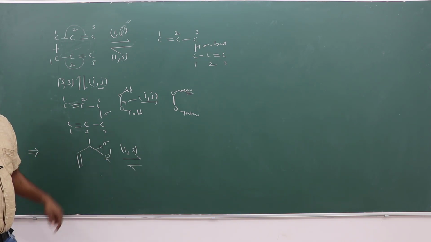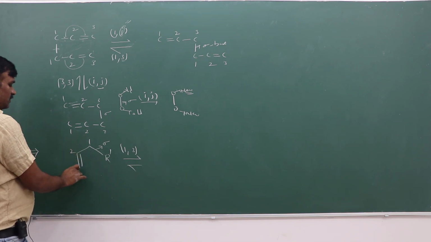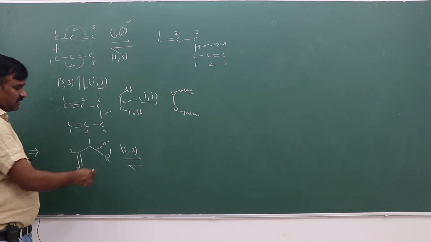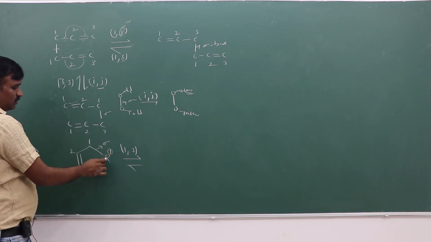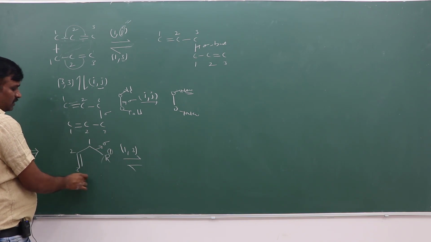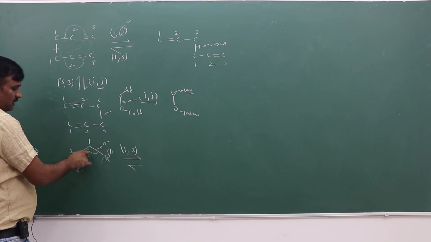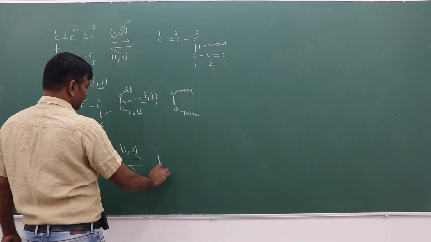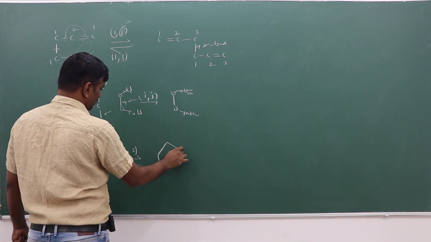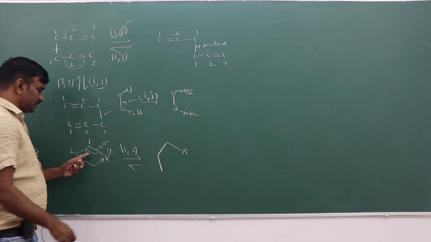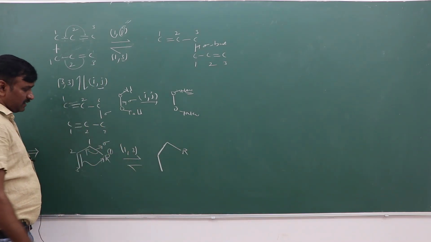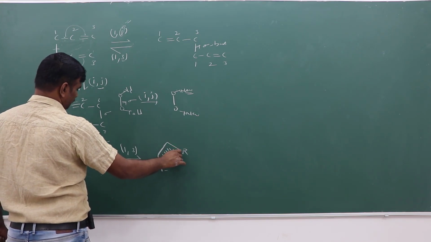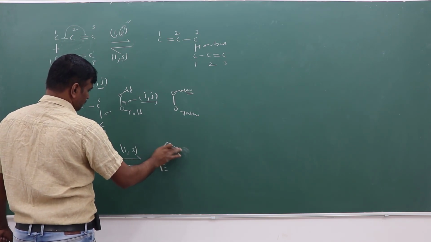But generally I mention R, 2, 3. So 1, 2, 3. That means this group is going to shift from 1 to 3. How? Through the cyclic transition state; I have not mentioned that bond, and the shifting is not shown accurately. So here are the 1, 2, 3 positions. What will happen?